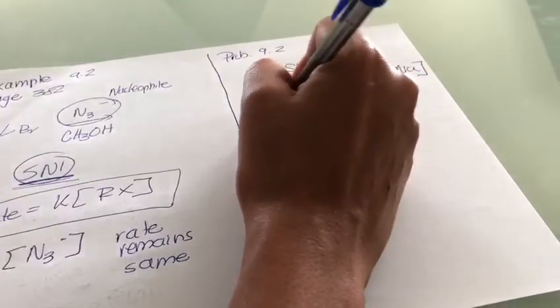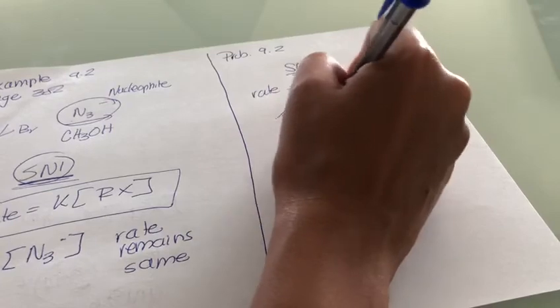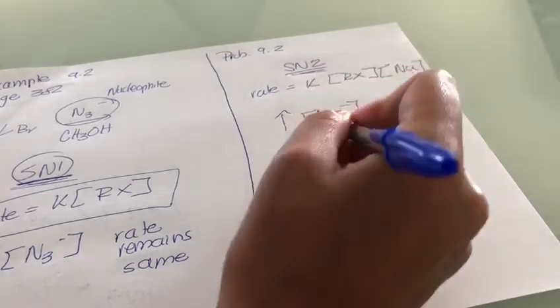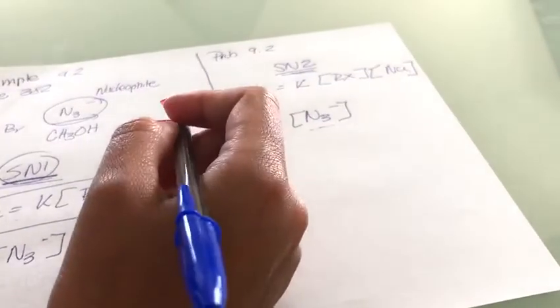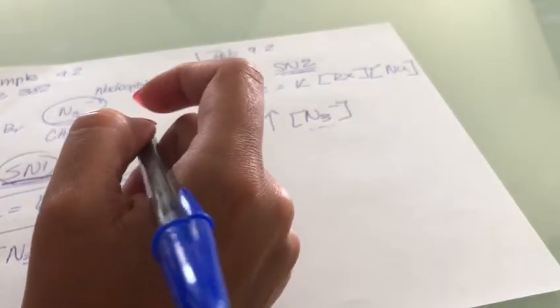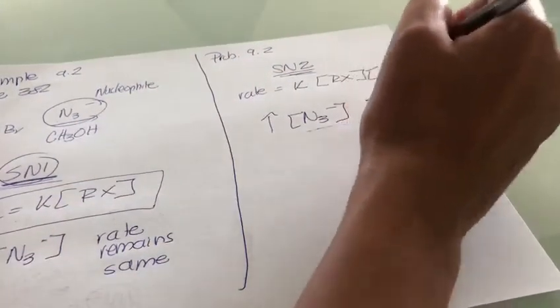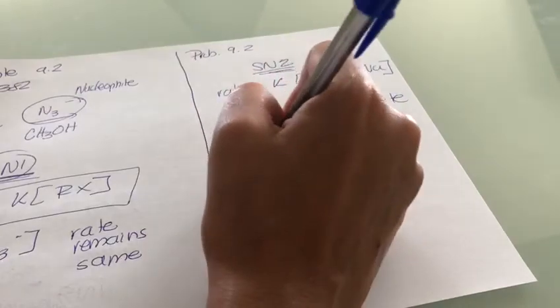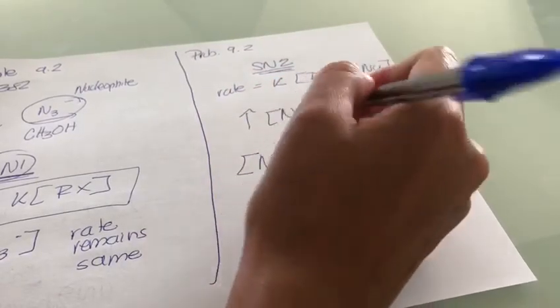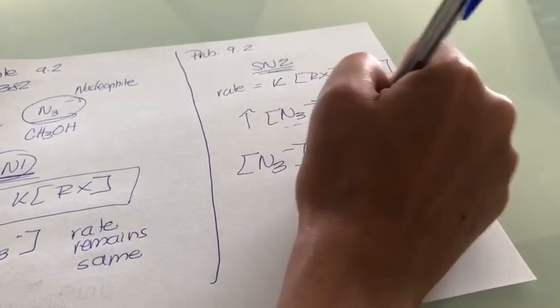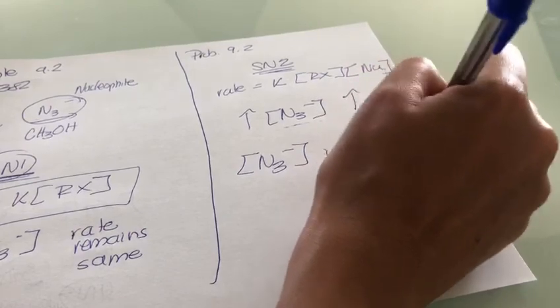Meaning, if you increase the concentration of the nucleophile, in this problem, this is the nucleophile, then you will also increase the rate of the reaction. In this problem, they're telling you that the concentration of the nucleophile is doubled. And because of this, the rate will also double.